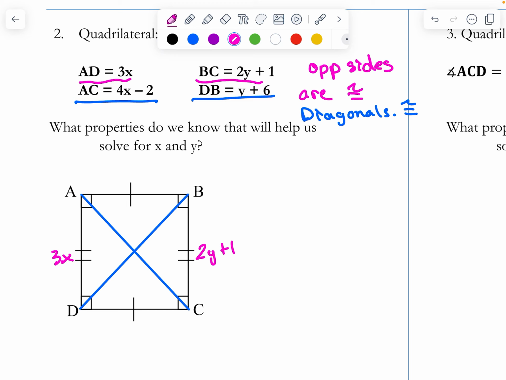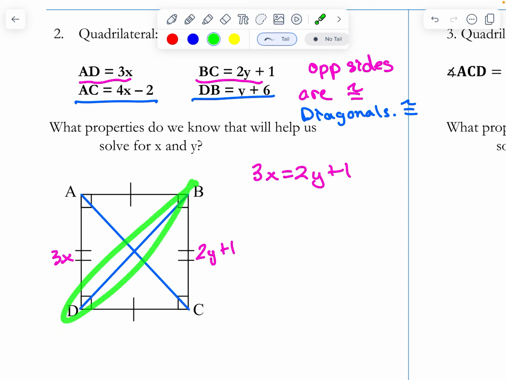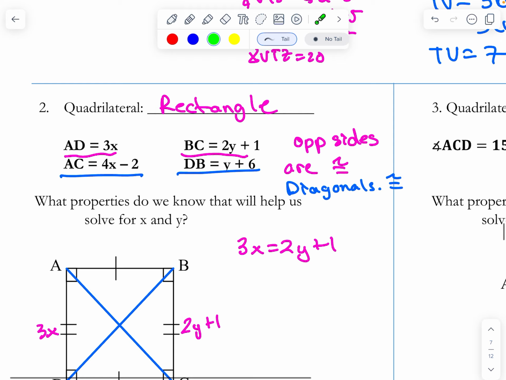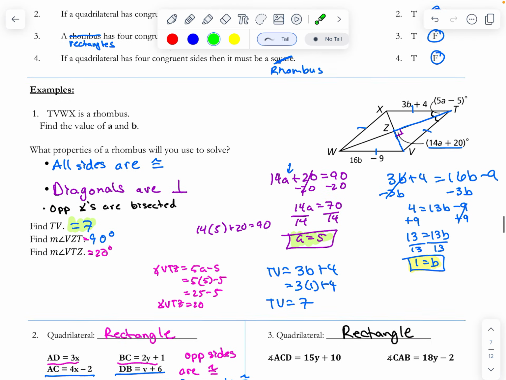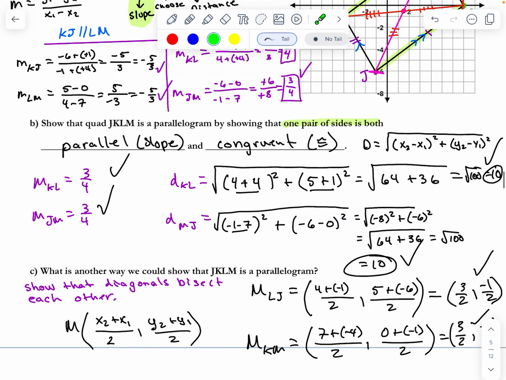Now, what I noticed is that when I created an equation using these two things, I can't solve for any variable. So I asked myself, okay, I've got AC. AC is this diagonal right here, and that's equal to 4x minus 2, and this one as well is equal to y plus 6. But the thing I know about rectangles in particular is that the diagonals are congruent. I can tell that right up here.